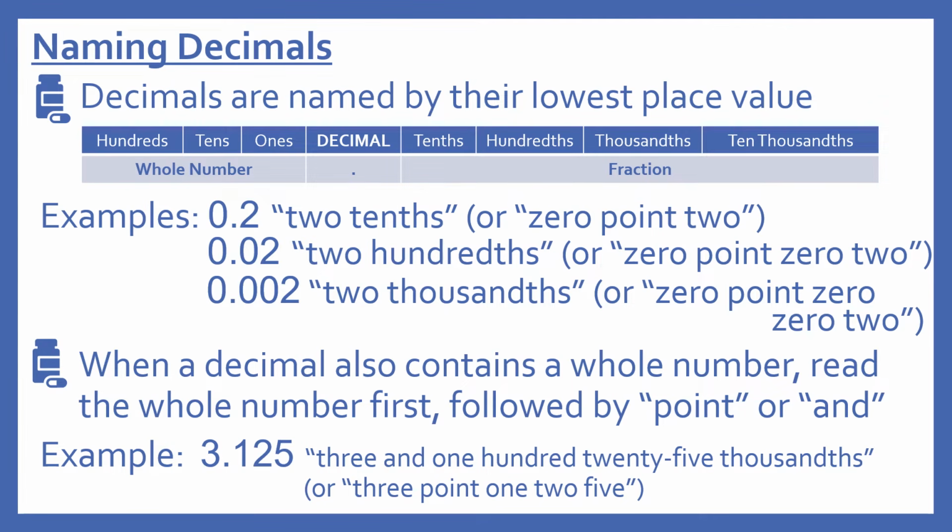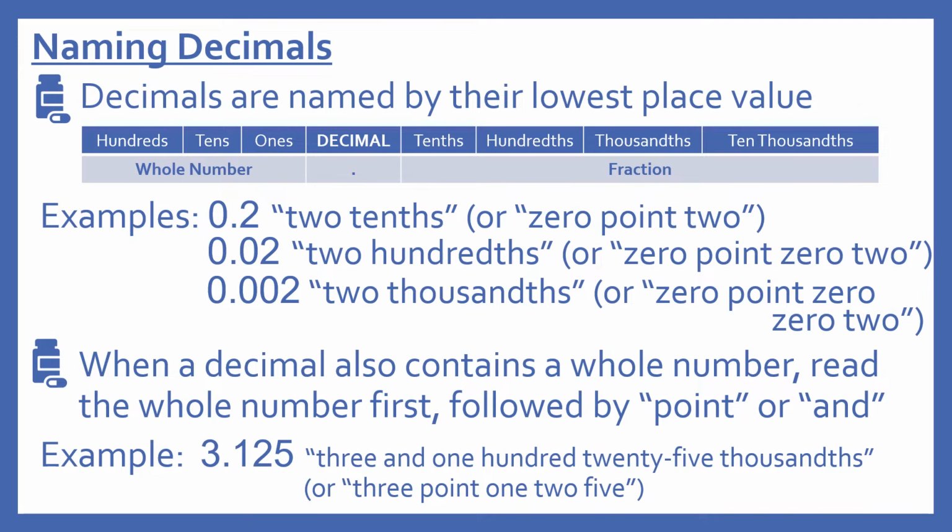Now we'll talk about naming decimals. Decimals are named by their lowest place value. And it's important to know how to name decimals when we get to some of our calculations. So 0.2, we can say 0.2, but that would be 2/10ths is the way that it is said by its official name. 0.02 is 2/100ths, and 0.002 would be 2/1,000ths.